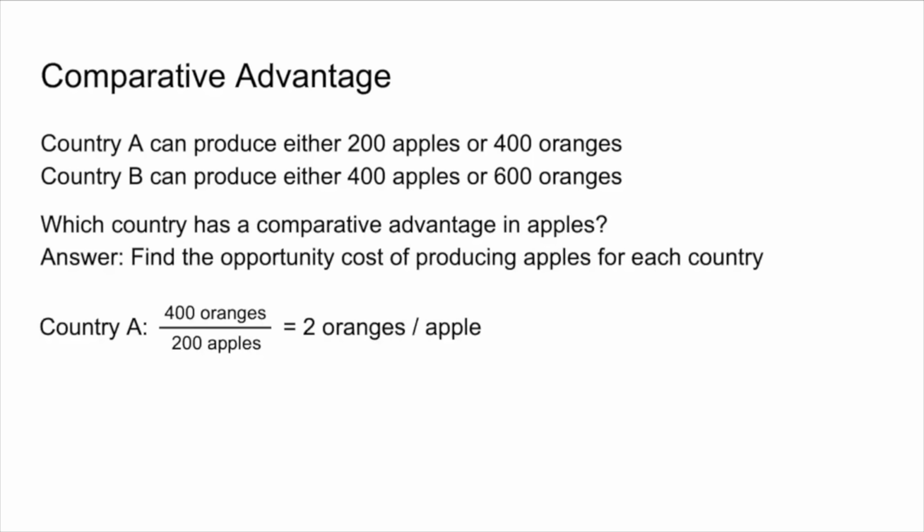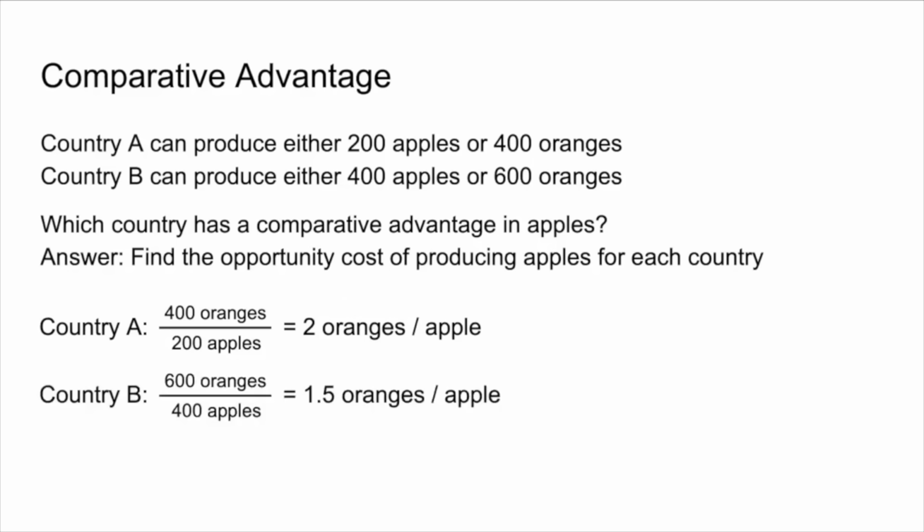So now who has the comparative advantage in apples? To determine this, we would find the opportunity cost of producing apples for each country. Country A can produce either 400 oranges or 200 apples, so if we divide them, we'll get that their opportunity cost is 2 oranges for every apple. And country B has an opportunity cost of 1.5 oranges for every apple. So since country B sacrifices fewer oranges for every apple, country B has a comparative advantage in apples.